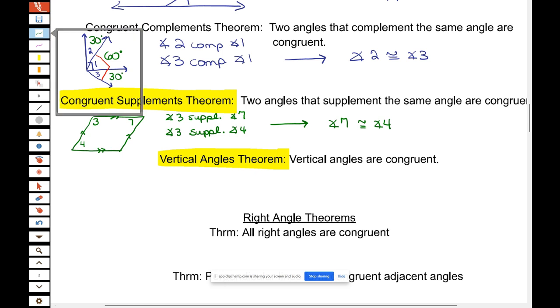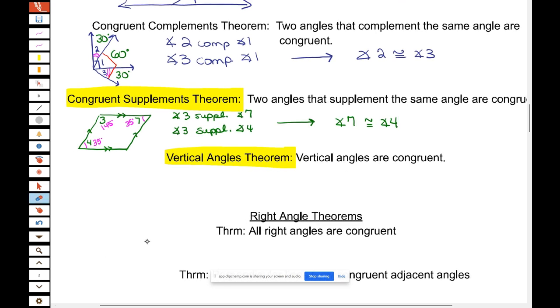And again, feel free to throw some numbers on here to make this make sense. Let's say this angle is 145. For angle 3 to supplement angle 7, it would have to be 35 to add up to 180. And then for angle 3 to supplement angle 4, this would have to be 35. So you can see these two have to be congruent, just as these two have to be congruent. We'll use that theorem a whole lot throughout the course of the year.